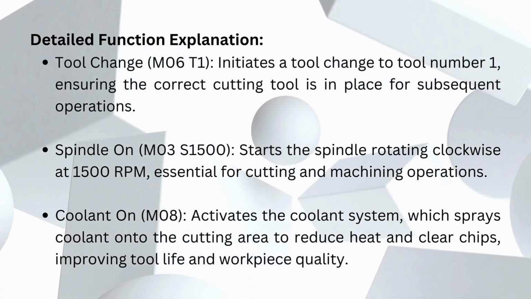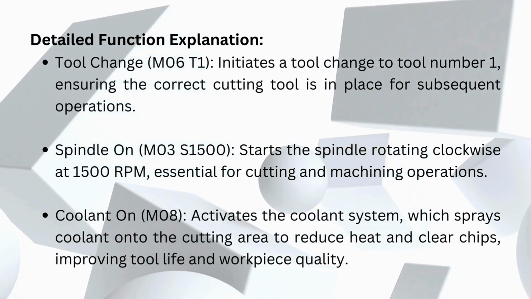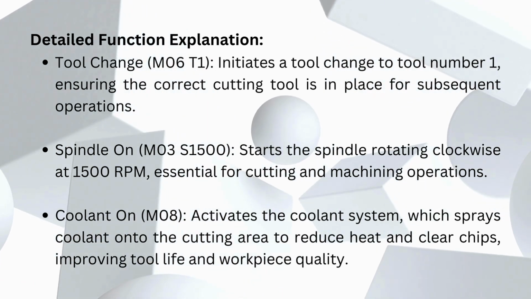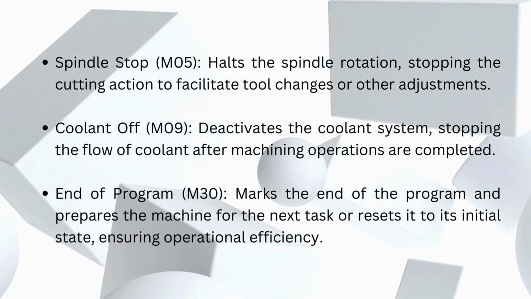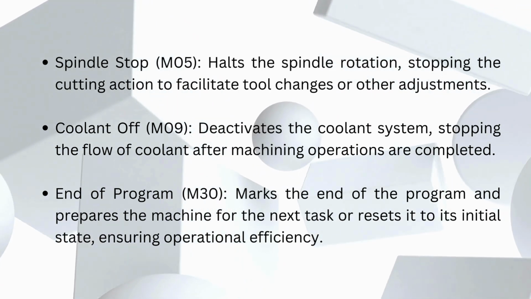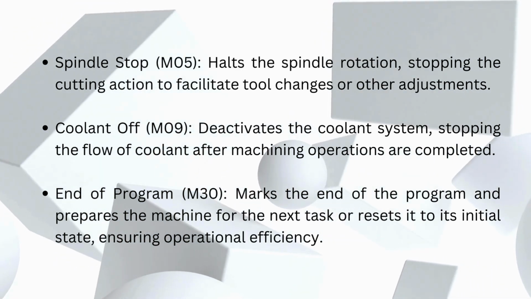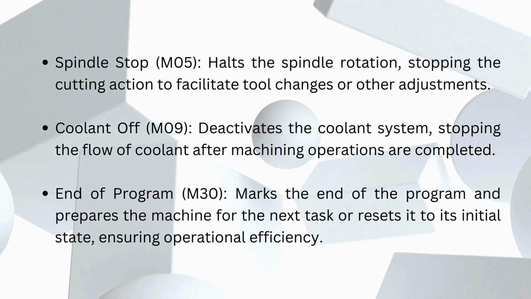Coolant on. M08 activates the coolant system, which sprays coolant onto the cutting area to reduce heat and clear chips, improving tool life and workpiece quality. Spindle stop. M05 halts the spindle rotation, stopping the cutting action to facilitate tool changes or other adjustments. Coolant off. M09 deactivates the coolant system, stopping the flow of coolant after machining operations are completed.